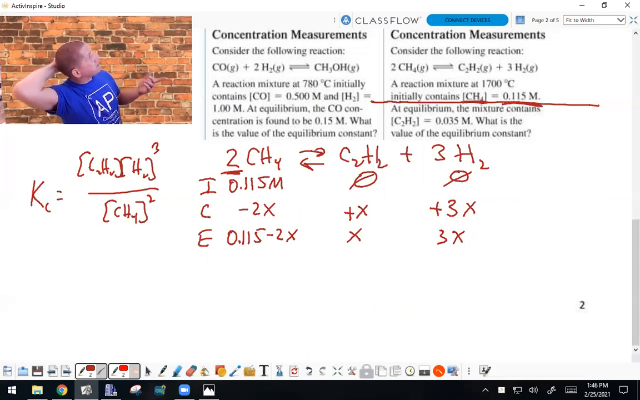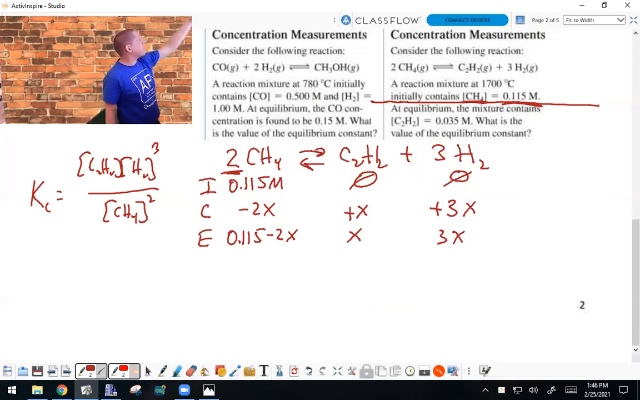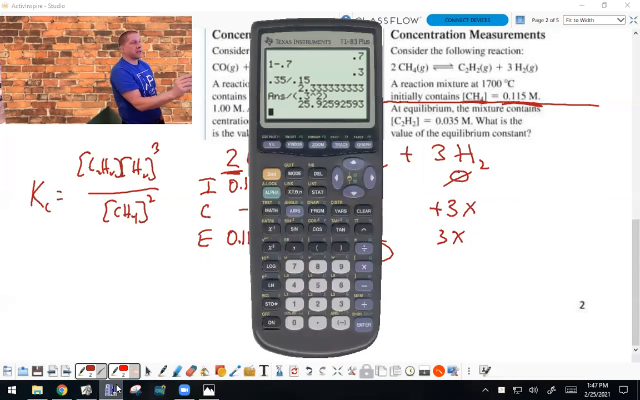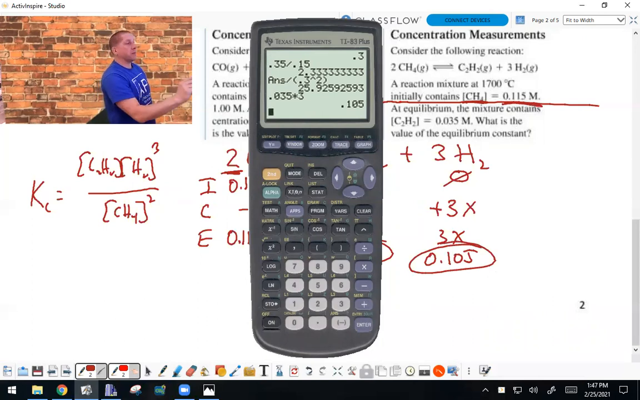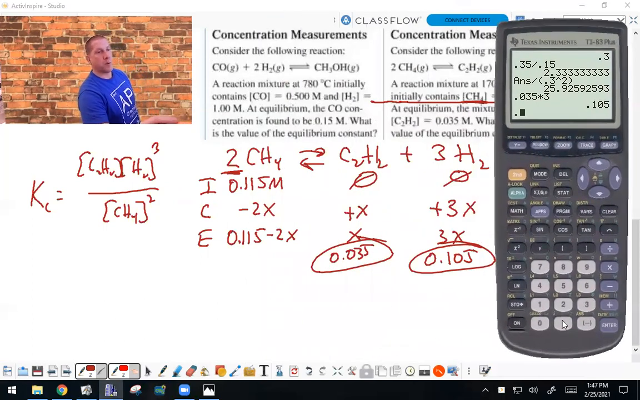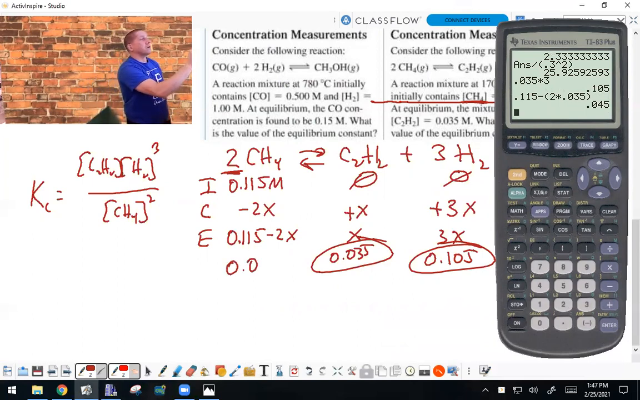From there now, we're going to be given different pieces of information, because sometimes we'll be given the K value and asked to find one of the concentrations. These two particular problems, we were given one of the equilibrium concentrations. And this one, we're saying that this one is 0.035. It's also x. Well, that makes that easy then. I don't have to do any subtracting. So 0.035 times 3. This one is 0.105 at equilibrium. And then this one is 0.115 minus 2 times 0.035. And I get 0.045. So now I know my equilibrium concentrations, plug them in, solve for K.